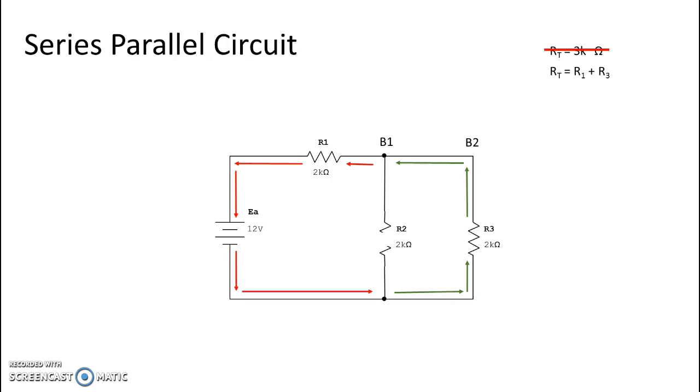Now, of course, because R1 and R3 are in series with each other, we just add those together. And we get 2K plus 2K, and that gives us 4K ohms. So we know that total resistance has indeed gone up. This is a perfect example to look at our Ohm's law arrow theory. So if we put that up on there, we know that voltage is staying the same, our incoming voltage, and we know that resistance is going up. So we would expect current to be going down.